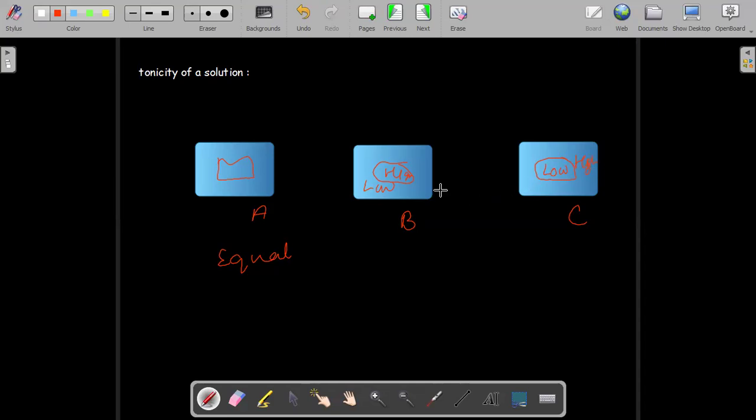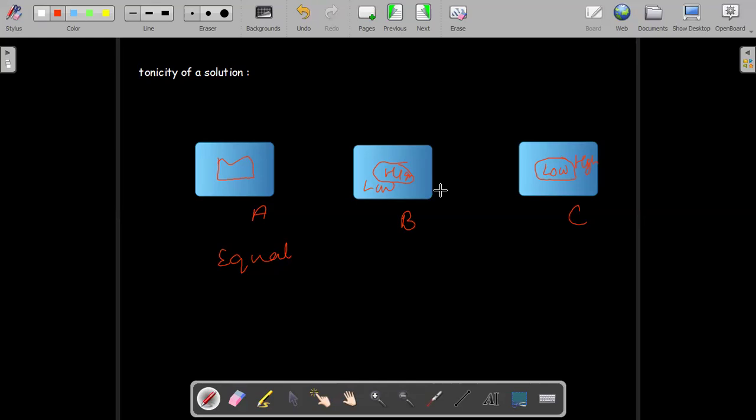As we know, a cell membrane is a semi-permeable membrane. It allows the movement of certain particles and certain particles are not allowed. Here the cell will not allow the movement of particles from inside to outside, but surely it can allow the movement of water particles.